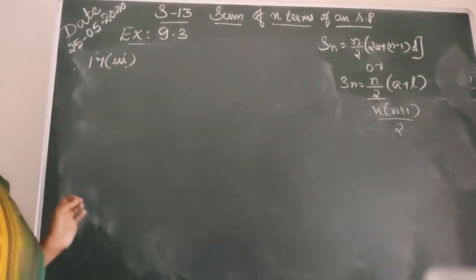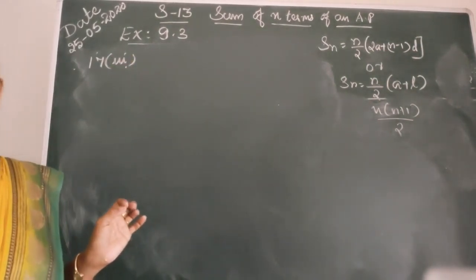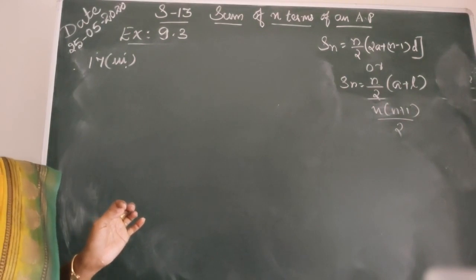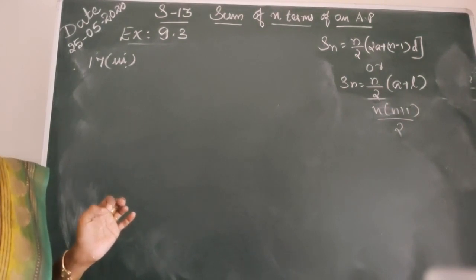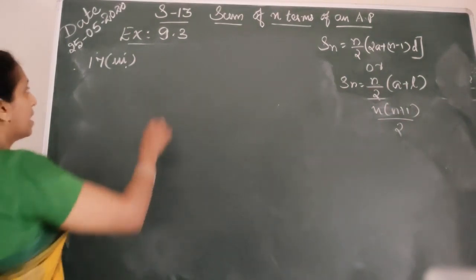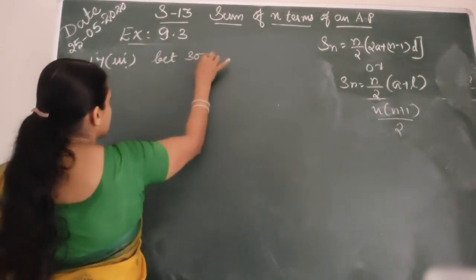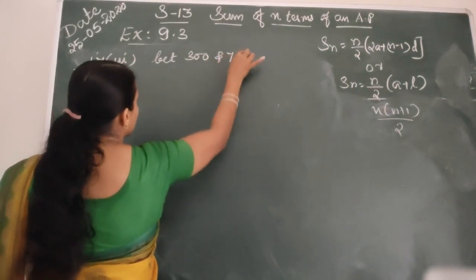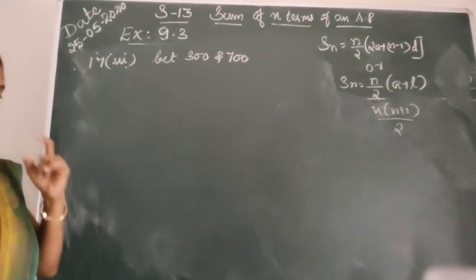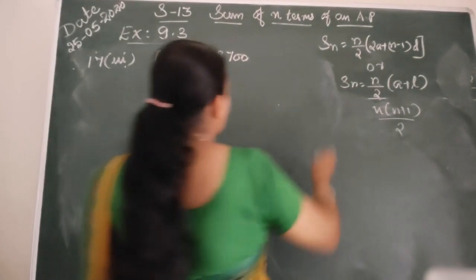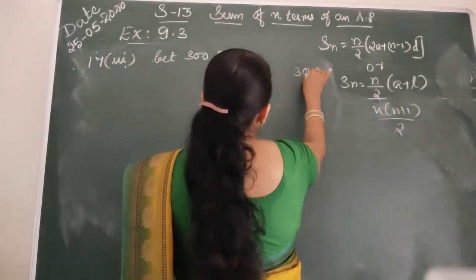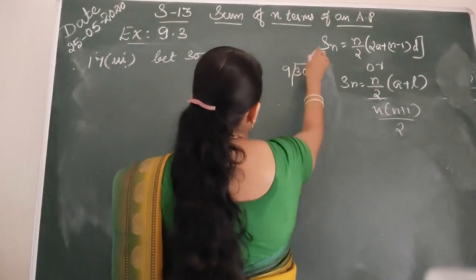What is the question? Find the sum of all multiples of 9 lying between 300 and 700. So, multiples of 9 you have to calculate. What will you do? You will divide 300 by 9, right?